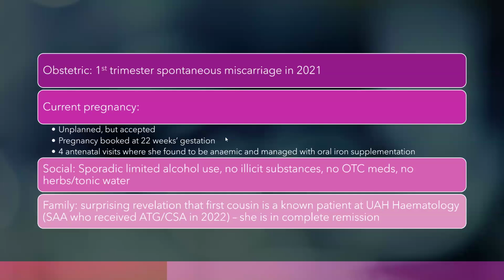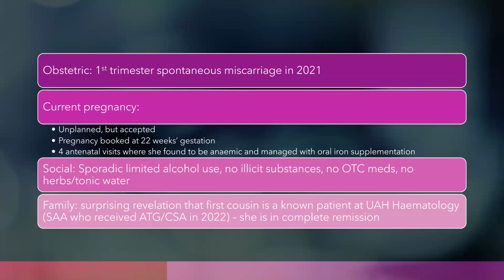Her obstetric history was only that of a first trimester miscarriage in 2021. Unfortunately, there wasn't much extra information about this, and the patient didn't have, at this point, any clinical features of antiphospholipid syndrome, but it was still sort of in the back of our minds. Her current pregnancy was essentially unplanned, but an accepted pregnancy. It was booked at about 22 weeks gestation.